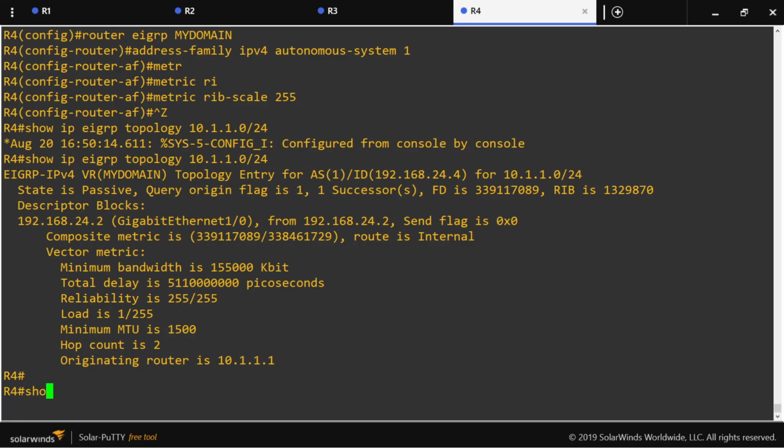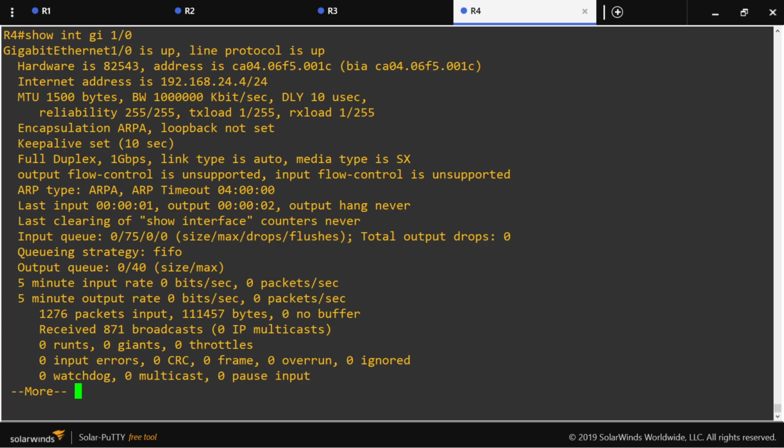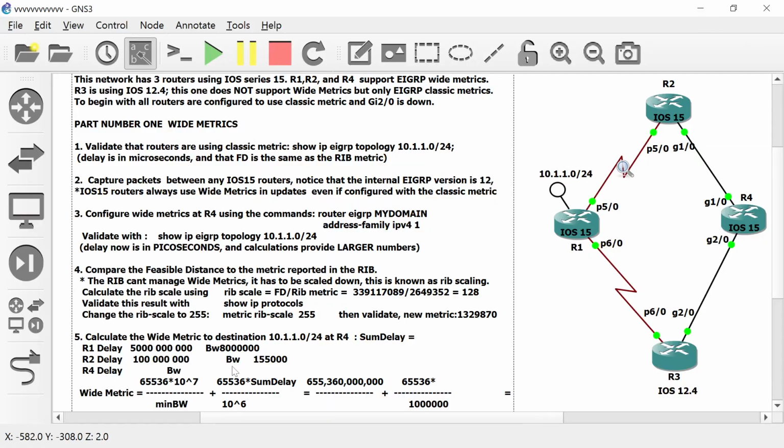Show interface 0.10, and this is the bandwidth, and the delay is 10 microseconds. So the bandwidth here is this, and the delay is this. So the summation of delay will be something around here. This is given in picoseconds.